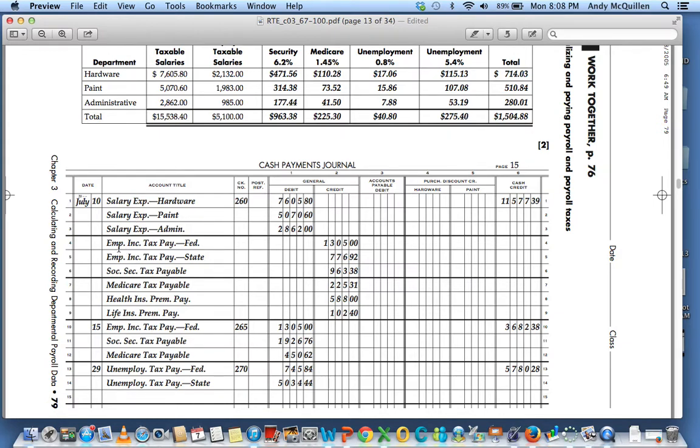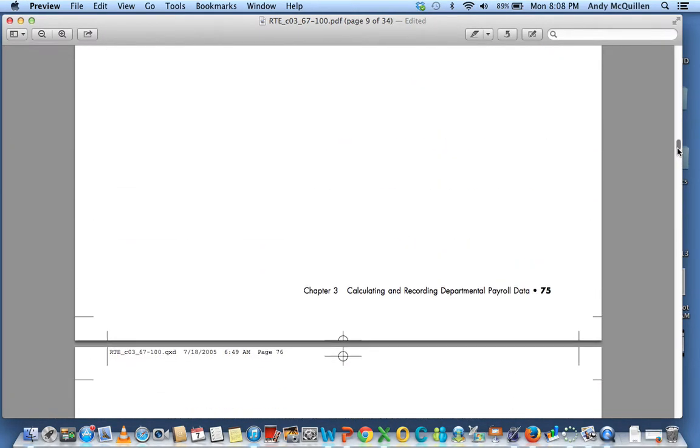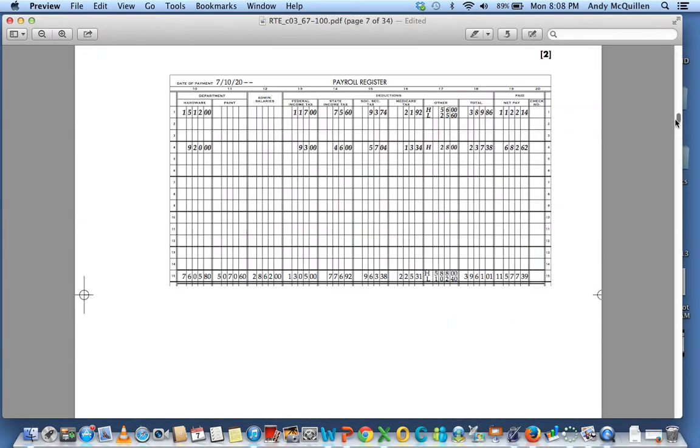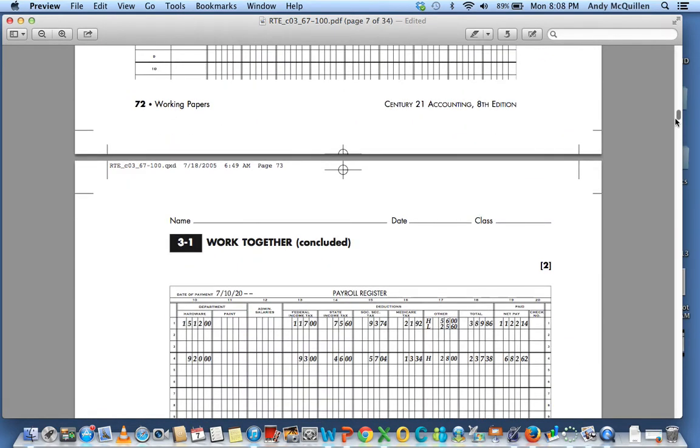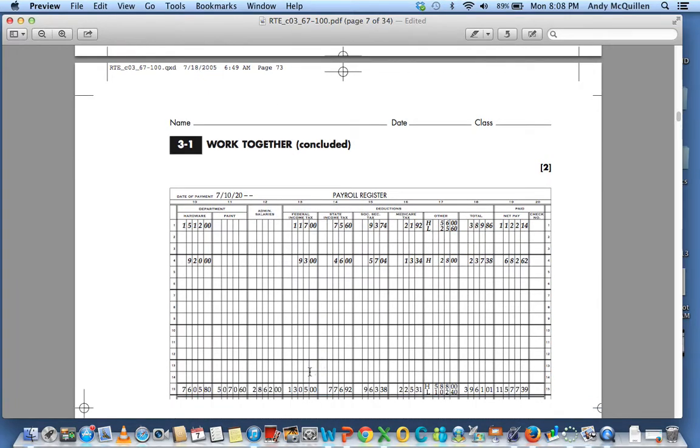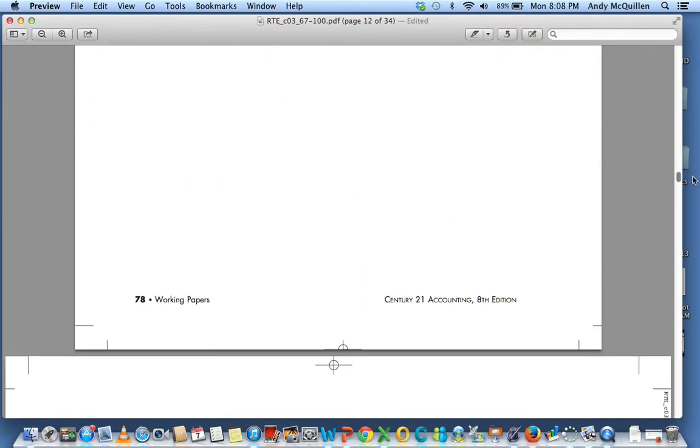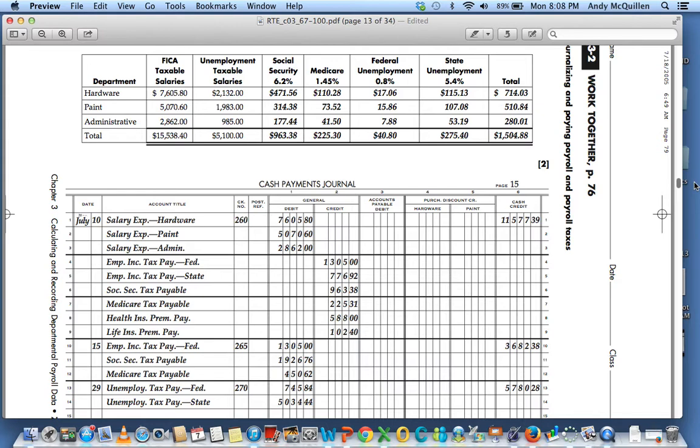Employee income tax payable federal. That's where we have to go back to 3-1, work together. And we go back to the payroll register. And right here we got 1305. You also see state income tax of 776.92. So we go back down to our 3-2, work together. And as you can see, we have 1305. That's going to be a credit because it's a payable. Again, state is 776.92, credit, payable.